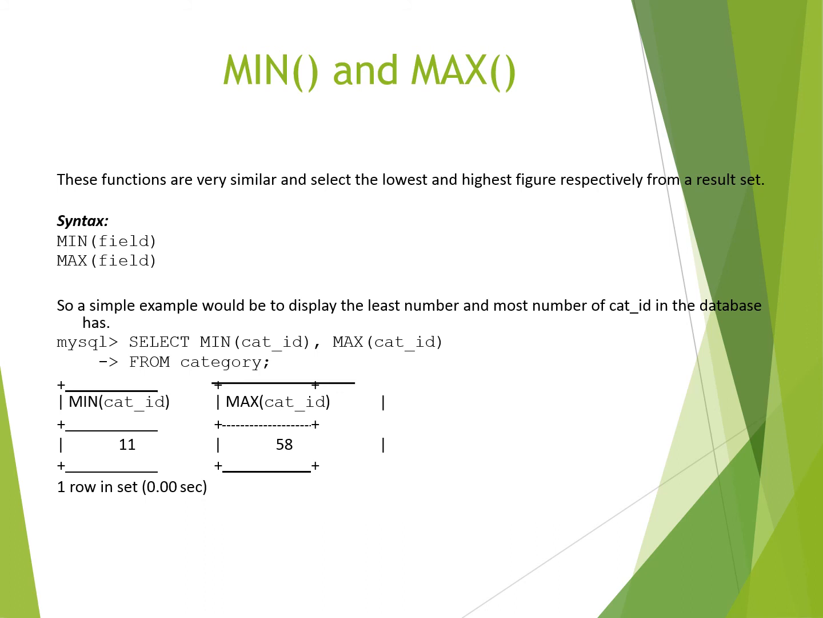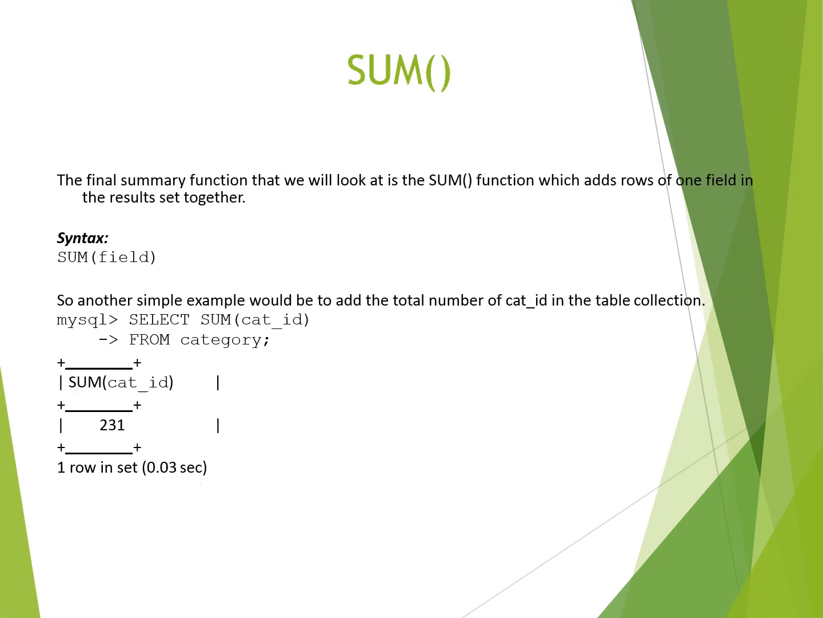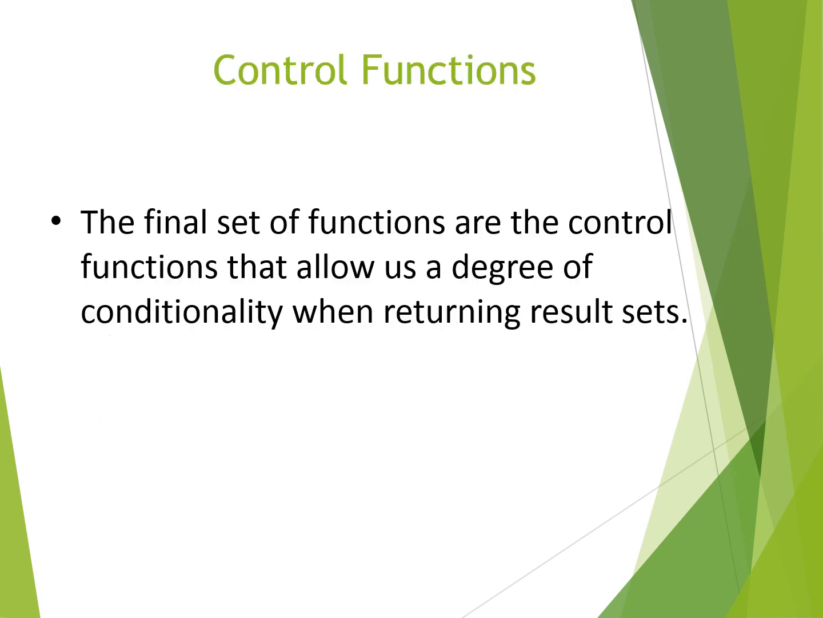MIN and MAX are built-in functions also, which are derived from the aggregate functions. These functions are very similar and select the lowest and highest figure respectively from a result set: MIN(field) and MAX(field). The SUM. The final summary function that we will look at is the SUM function, which adds the rows of one field in the result set together. Here is the syntax, and another simple example is here, a code of the SUM function.